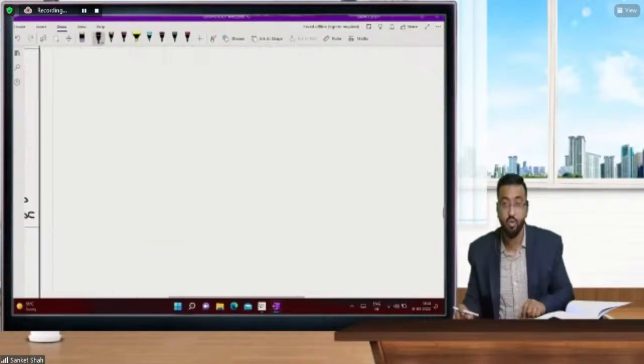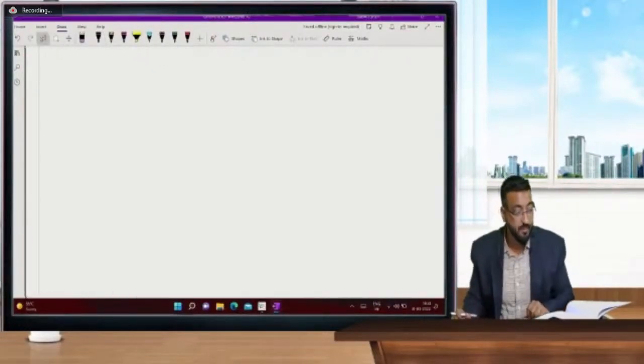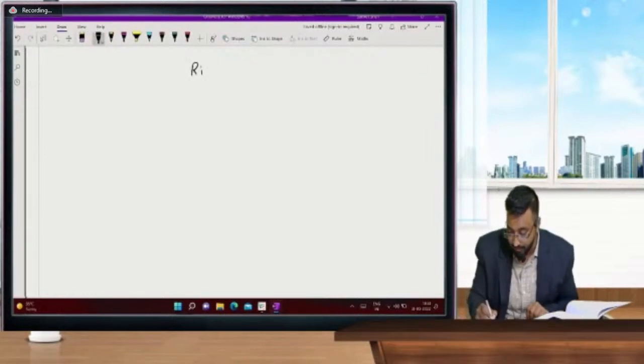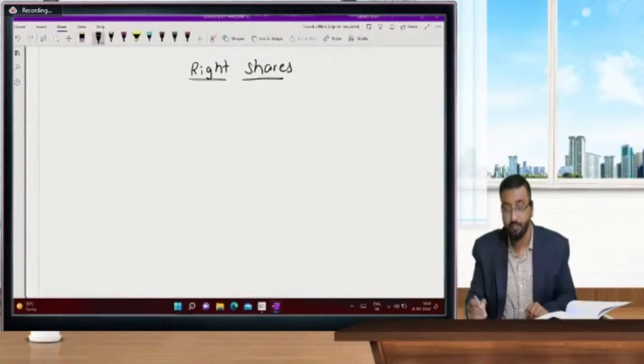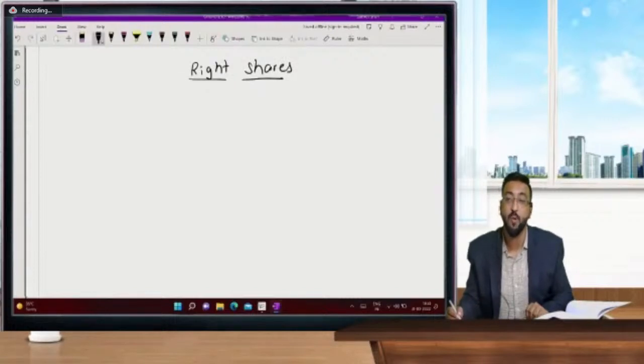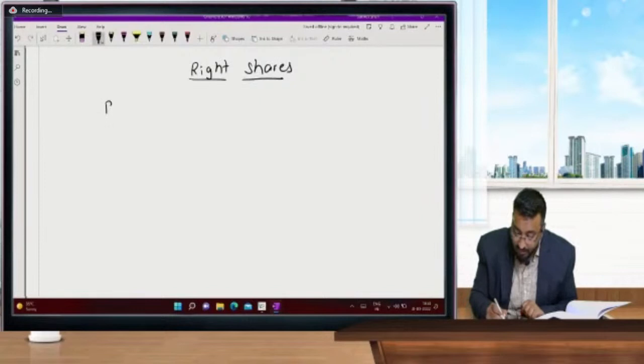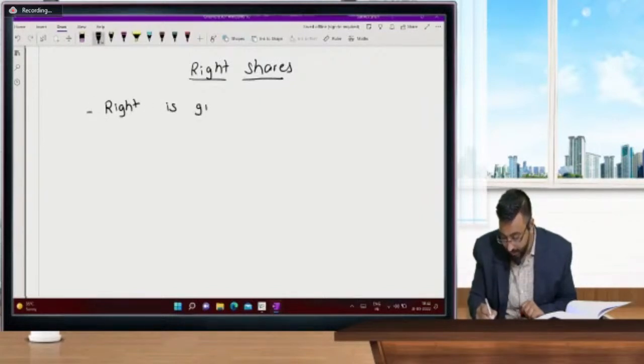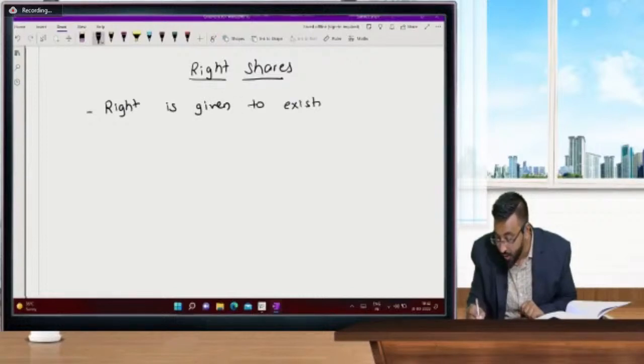Chalo. So now let's understand the concept of right shares. Right shares concept in detail. What is the concept of right shares? Either you subscribe or you may renounce. Now, right is given to whom? You can write it. Right is given to existing shareholders.